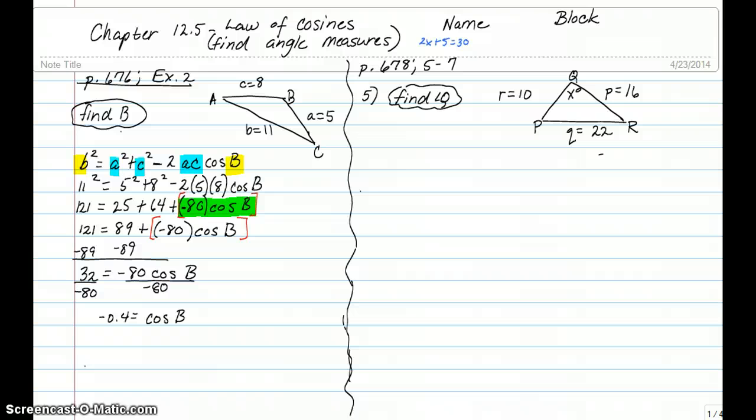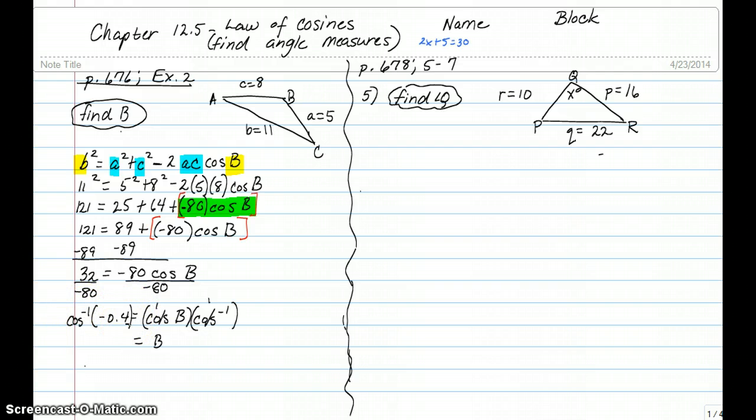You're looking for B, so you got to get rid of the cosine. The inverse operation for cosine is cosine negative 1. That's inverse of cosine. And cosine negative 1 are inverse operations. It becomes 1. And you're left with B. Whatever you do to the right side, you have to also do to the left. So you're going to do cosine negative 1.